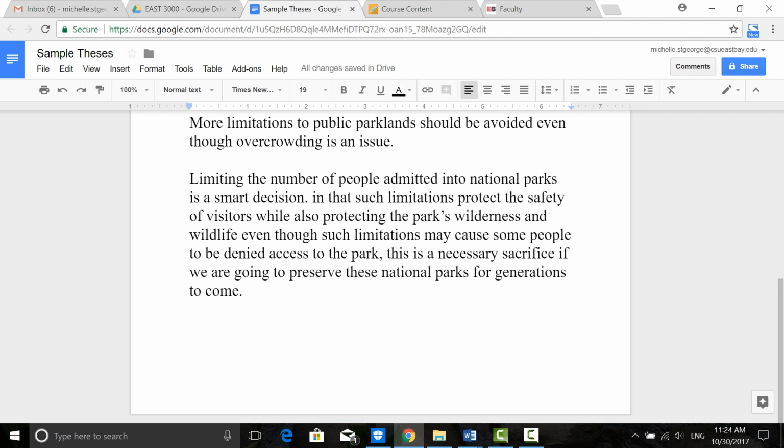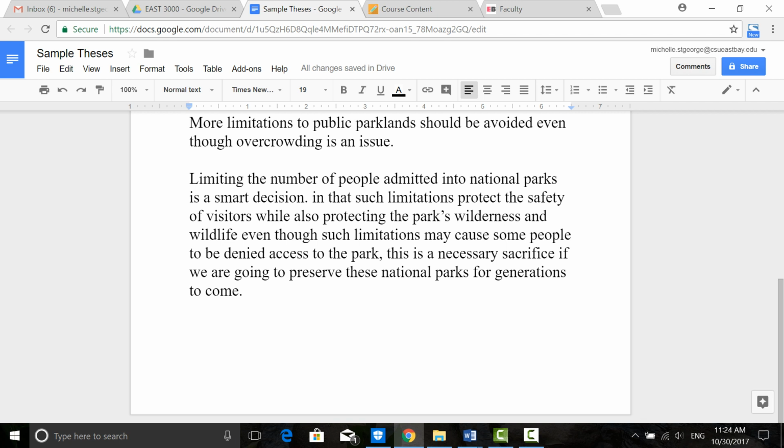Okay, and then this last one. "Limiting the number of people admitted into national parks is a smart decision in that such limitations protect the safety of visitors while also protecting the park's wilderness and wildlife, even though such limitations may cause some people." Right, notice that I'm already out of breath, and there's a lot of repetition, right? And then the student doesn't have much sentence level control. Notice they have a period here and then no capitalization, right? And so for this one, the sentence level control issues are quite disruptive and distracting to their overall position.